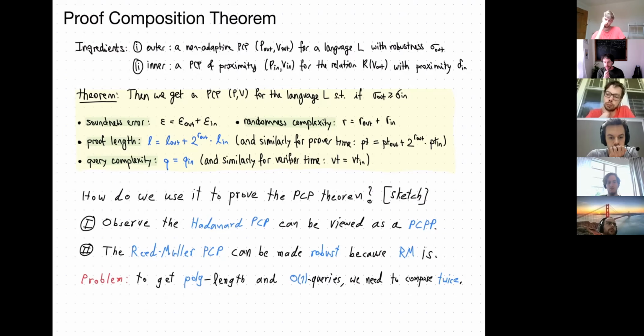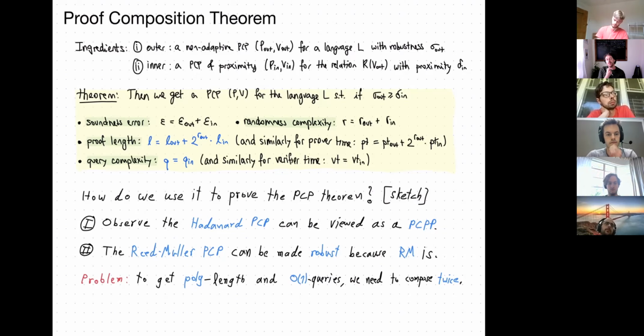And the solution, which Tal wrote in the chat, is that we need to compose twice. So, we'll take a Reed-Muller PCP, we'll compose it with an inner PCP, with a Hadamard PCP, and we'll get this composed PCP, and then we'll compose it again, so we make these two compositions, and then we'll actually get the one that we need. However, as Erkan wrote, there is a problem here.